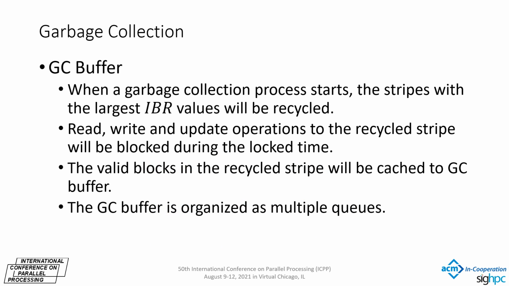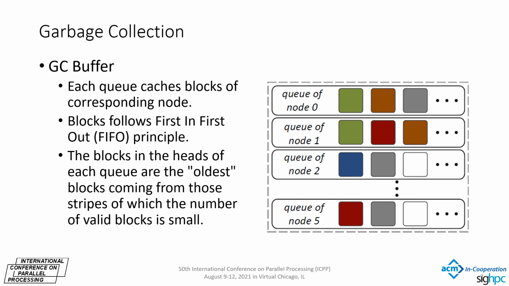Read, write, and update operations to the recycled stripe will be blocked during the lock time. The valid blocks in the recycled stripe will be cached to the GC buffer. The GC buffer is organized as multiple queues. Each queue caches blocks of the corresponding node. Blocks follow the first in first out principle. The blocks at the head of each queue are the oldest blocks, coming from those stripes of which the number of valid blocks is small.